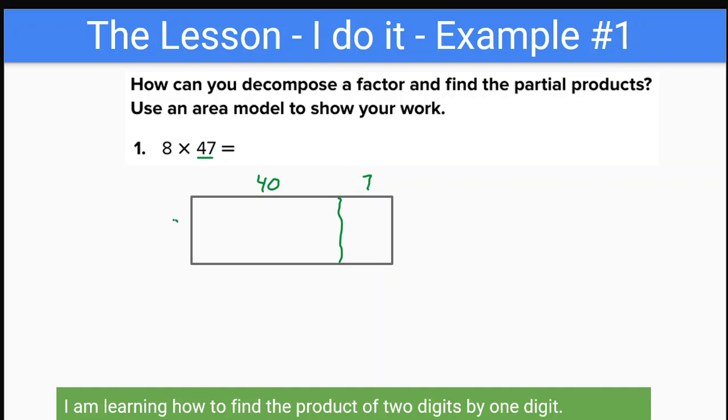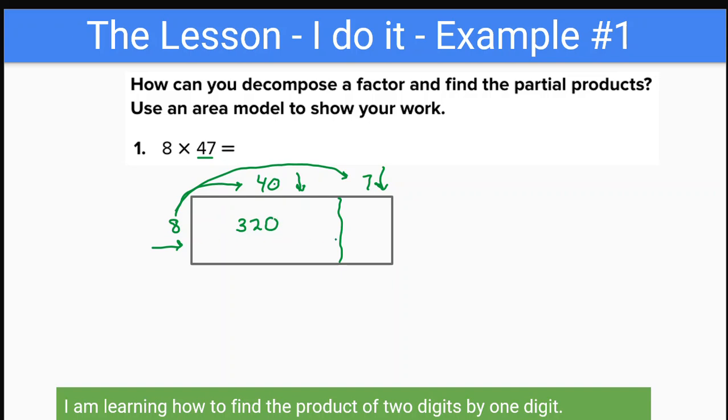Now, on this side over here, I'm going to put an 8. I'm going to multiply 8 times 40, and I'm going to multiply 8 times 7. Car number 8 is going this way. Car number 40 is going this way. They're going to crash right here, aren't they? Car number 8 is going this way, and car number 7 is going this way. They're going to crash right here. Okay, well, let's do this. We're going to go 8 times 40. Well, I know that 8 times 4 is 32, right? But this has got a 0 on the end of it right there. So 8 times 4 is 32, but 8 times 40 is 320, okay?